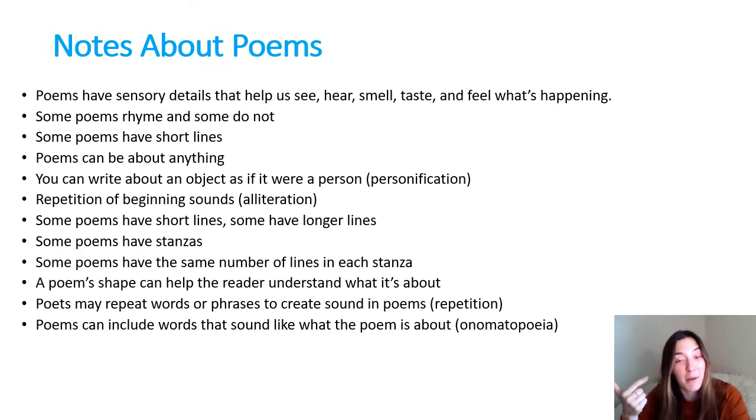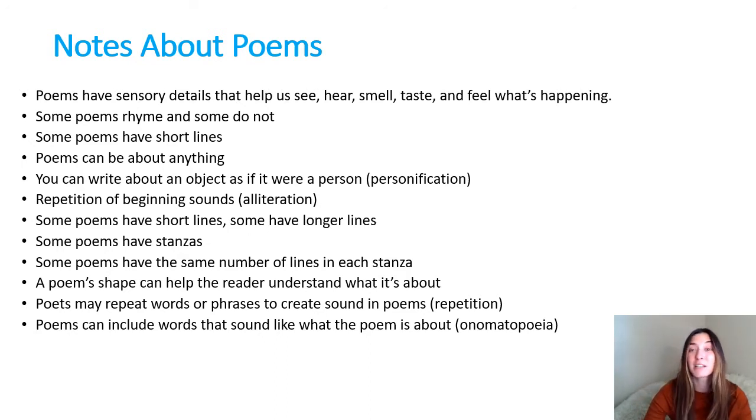So we're reviewing sensory details. We know that some poems rhyme. We know that poems can have short lines. They can be about anything. You can write about an object using personification. You can use alliteration. You might have long lines, you might have short lines, you might have both. You might have stanzas. You might have the same number of lines in each stanza.